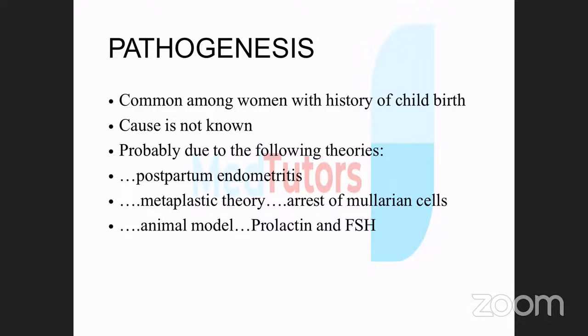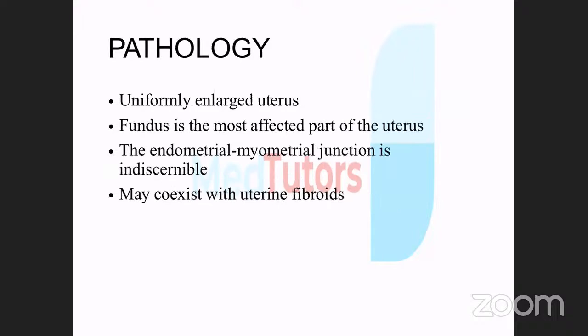While the metaplastic theory says that within the muscle layer of the uterus there are inherent multipotential stem cells, or rather that some of the muscle cells undergo metaplasia to change from muscle to glandular cells, and therefore they form endometriotic glands. Next slide. As you said, prolactin and FSH also contribute to that.